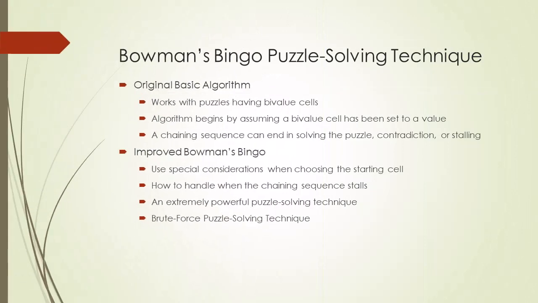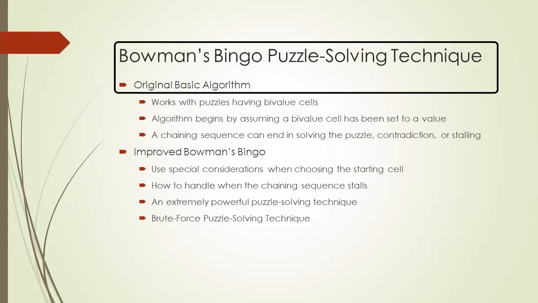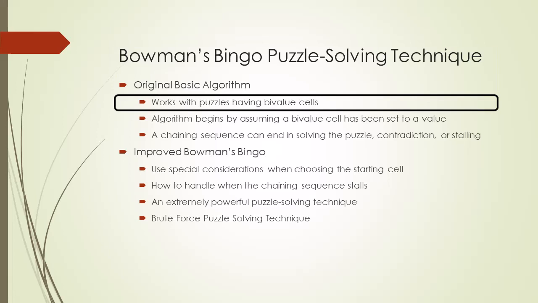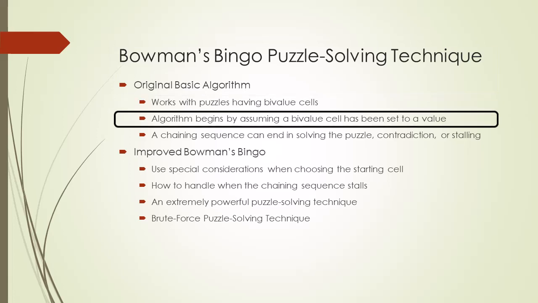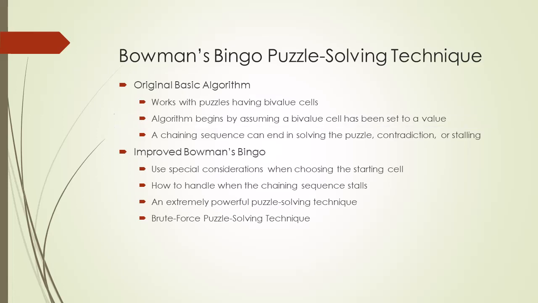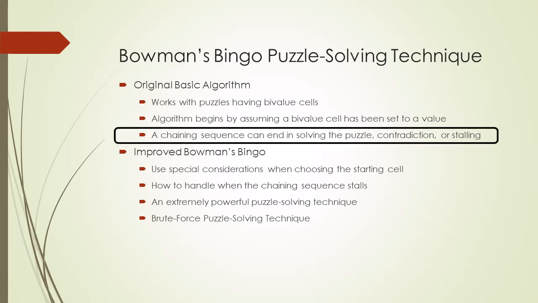Bowman's bingo is a type of chaining technique working with bivalue cells. The basic algorithm begins by choosing a starting cell and starting candidate for the chaining sequence. The starting cell and starting candidate of the chaining sequence is an assumption. The assumption could have three results. If the assumption is true, it may solve the puzzle. If the assumption is false, it may end with a contradiction. And if the assumption is inconclusive, the chaining sequence will stall.